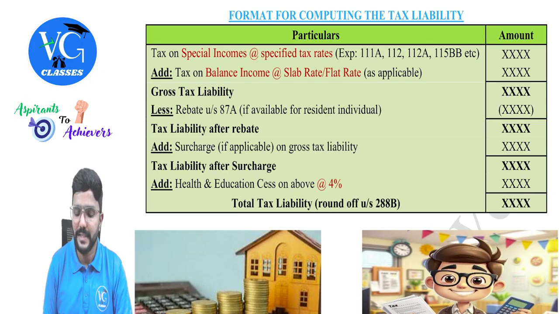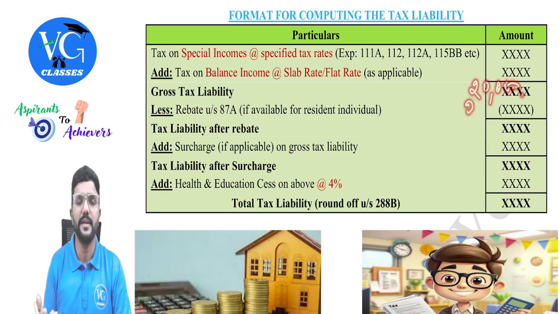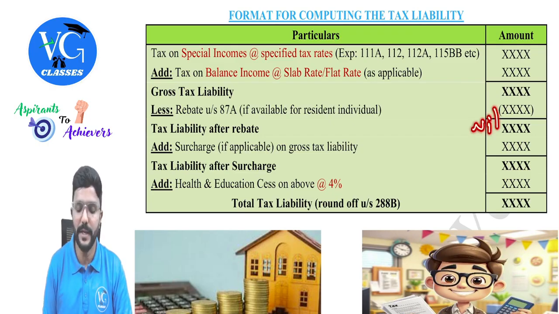Sir, assume our tax liability was 20,000. Entire 20,000 is available as rebate. Then our final tax liability or total tax liability would be nil, guys. This figure would be nil.